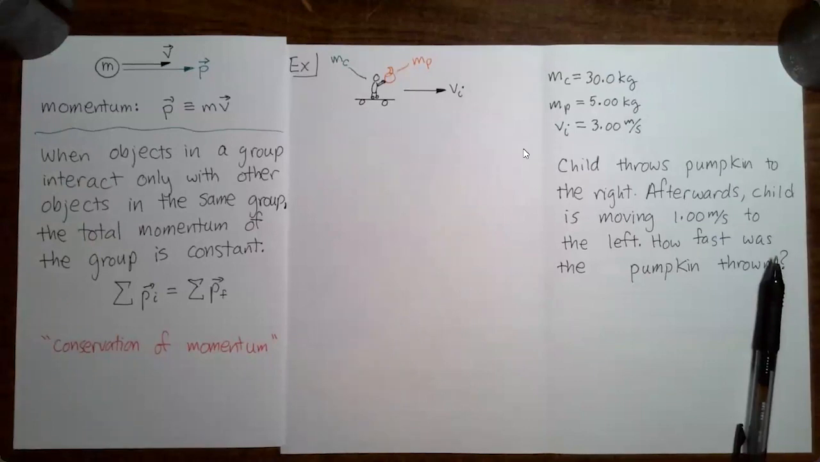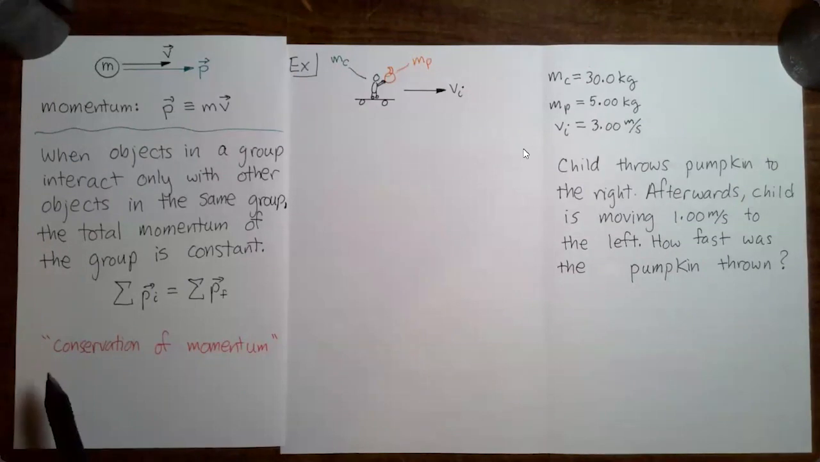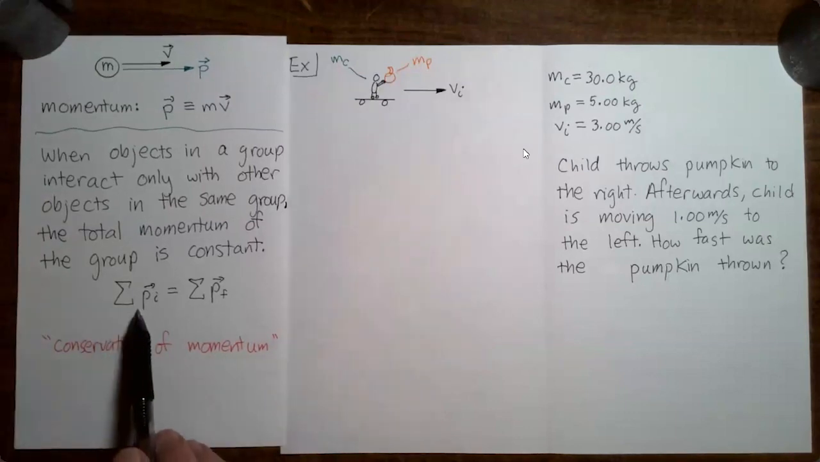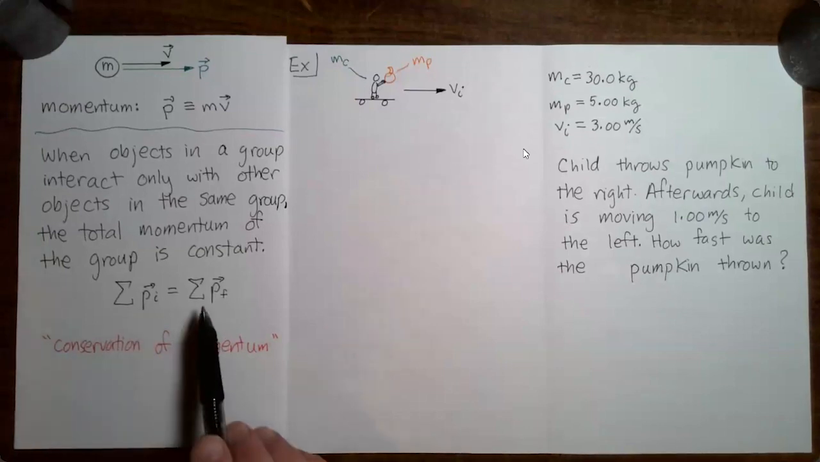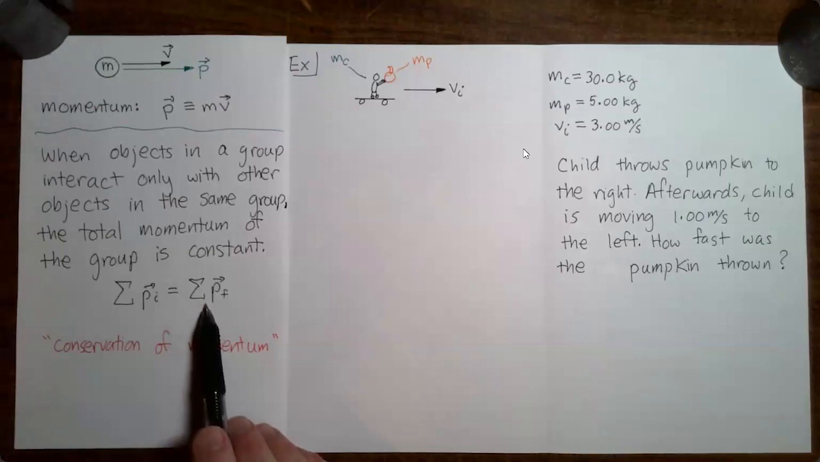Conservation of momentum says that if you have a group of objects, and objects in that group interact only with other objects in the same group, then the total momentum of that group of objects is a constant. Mathematically, if objects in a group interact only with each other, then the total momentum at the beginning of the process, the sum over p initial, equals the total momentum at the end, the sum over p final.